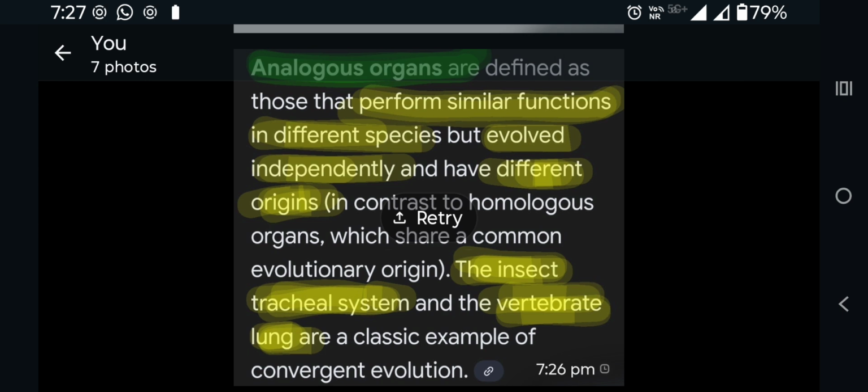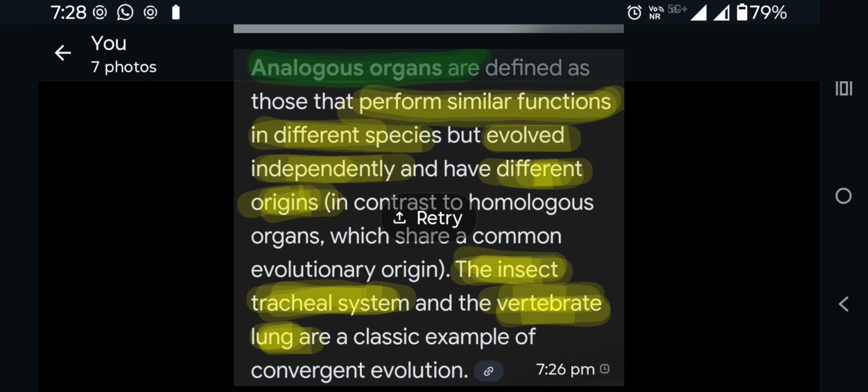So, analogous organs are defined as those that perform similar functions in different species but evolved independently and have different origins. In contrast to homologous organs, which share a common evolutionary origin, they have a different evolutionary origin but perform the same function. You can give the example of the respiratory system of an insect, in which the tracheal system is there, and the vertebrate, in which the lungs are there, the pulmonary system.